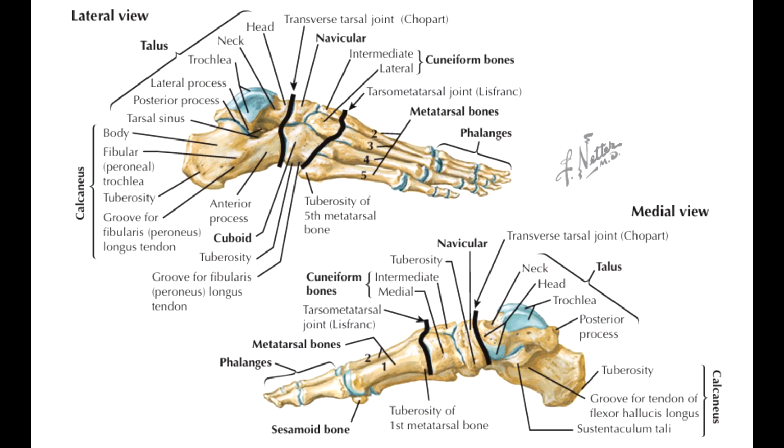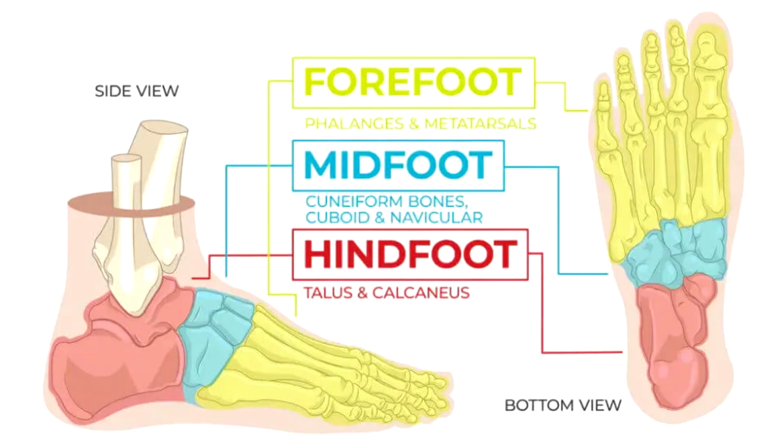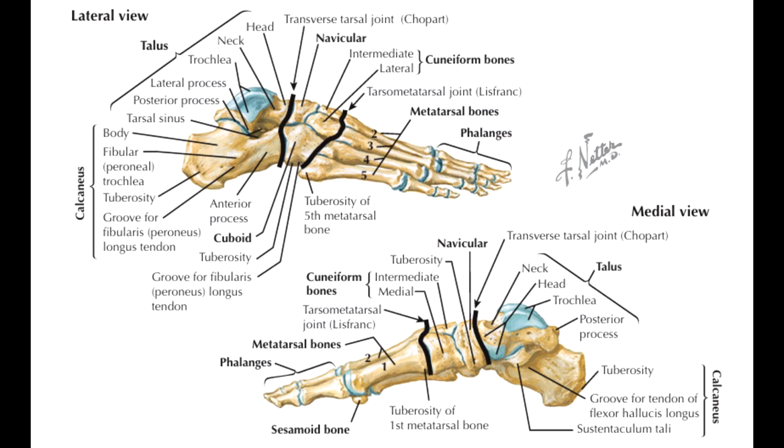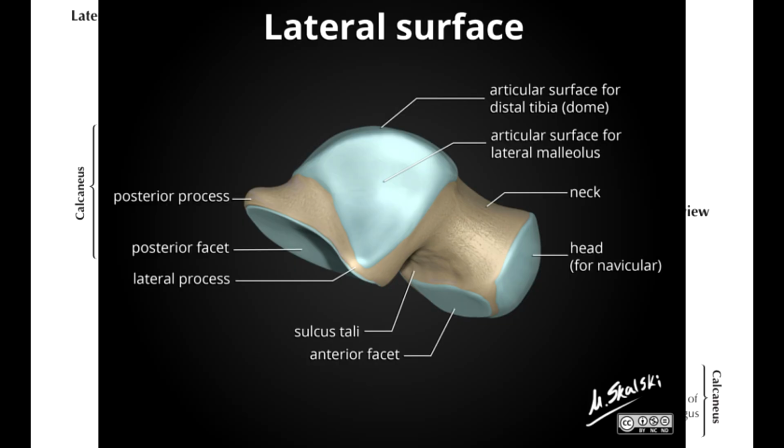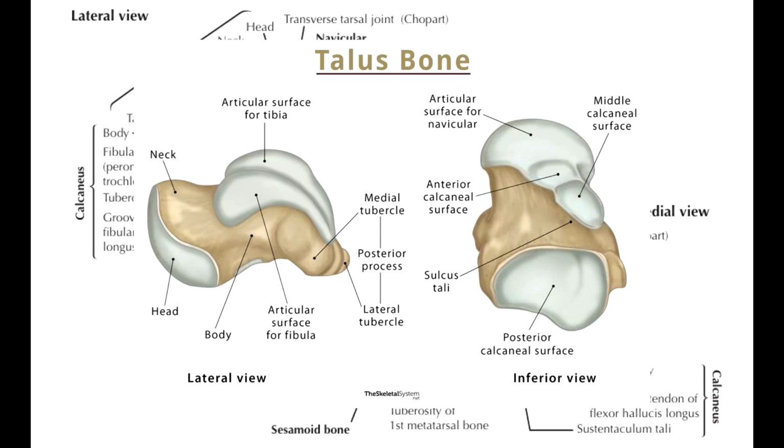Now, let us carefully study the midfoot bones, which form the crucial transition between the hindfoot and the forefoot. In this section, we will focus on the talus, navicular, cuboid, and the three cuneiform bones, as seen from both the lateral and medial views. The talus. The talus is a fascinating bone because, unlike most others, it has no muscular attachments. Instead, it is entirely enveloped by articular cartilage and sustained by ligaments.